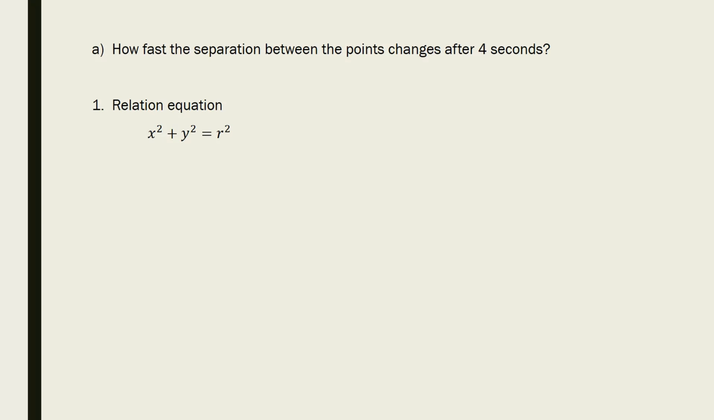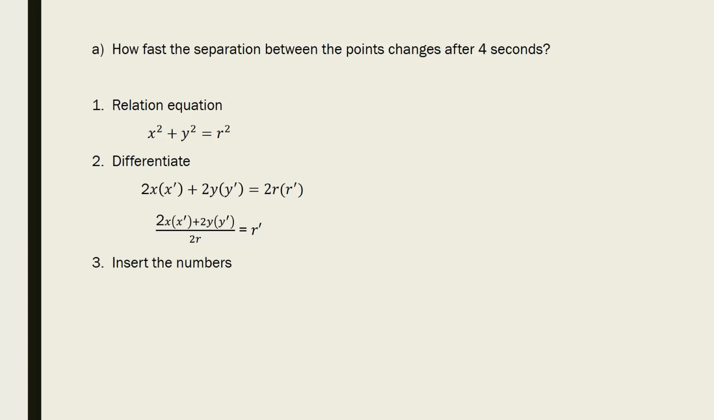So for the first question, how fast the separation changes, let's take a step-by-step solution. First, the relation equation is x squared plus y squared equals r squared. And then let's differentiate it. It's 2x x prime plus 2y y prime equals 2r r prime. And then r prime will be 2x x prime plus 2y y prime over 2r.